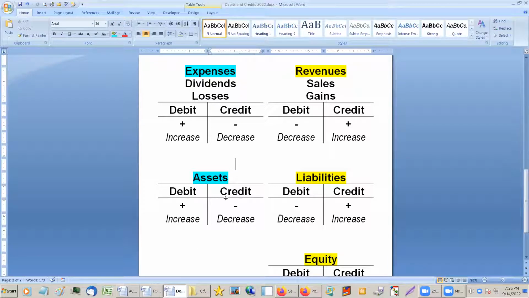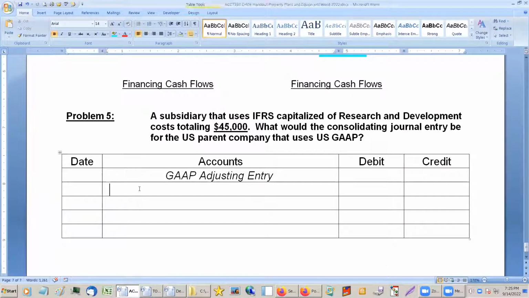So how would we change that? We have to undo the expense and take off the asset. I said that wrong. We have to take off the asset and put on an expense. So what would the journal entry be? Would it be credit the asset and debit the expense? Yep, perfect.